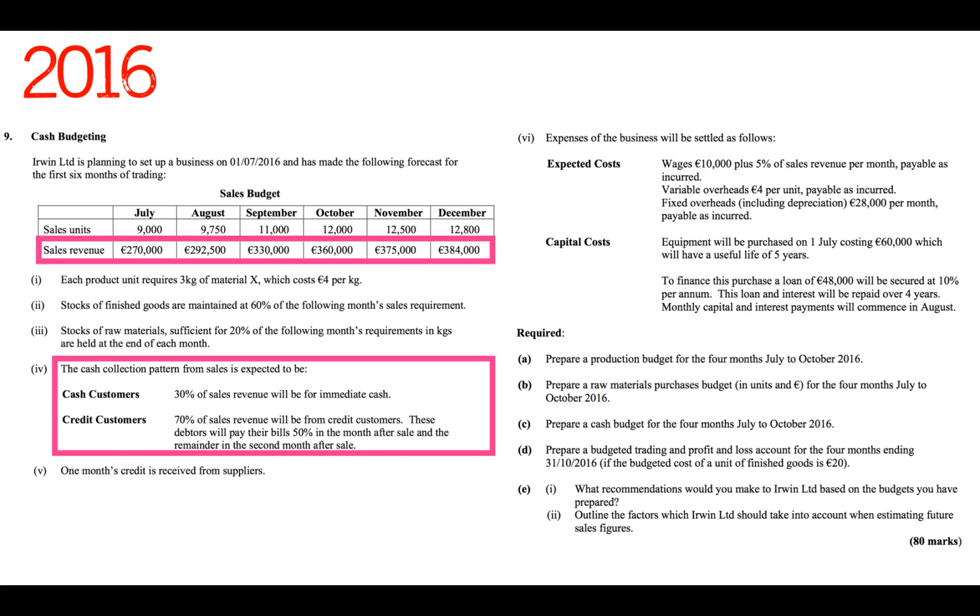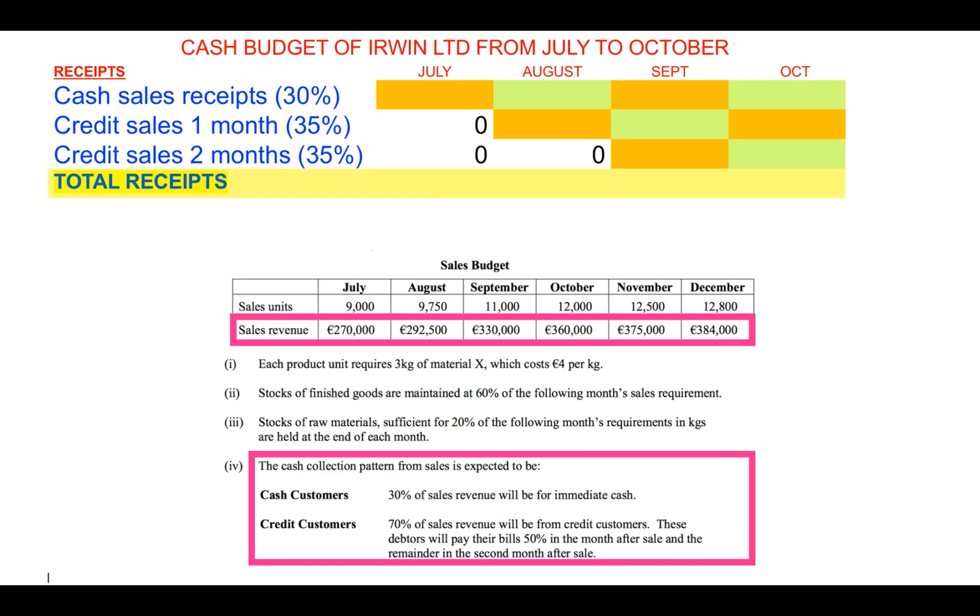So looking first of all at the sales revenue here, and then we want to look and see about anything about receipts. Okay, so how is cash going to come into this business, Irwin Limited? So similar to the cash budgets that we've done before, we'll take a read of the question and see how the business is going to receive the cash. So it gets cash customers, 30% of sales revenue will be for immediate cash. It doesn't say anything about receipt or giving a discount here. Credit customers, 70% of sales revenue will be from credit customers.